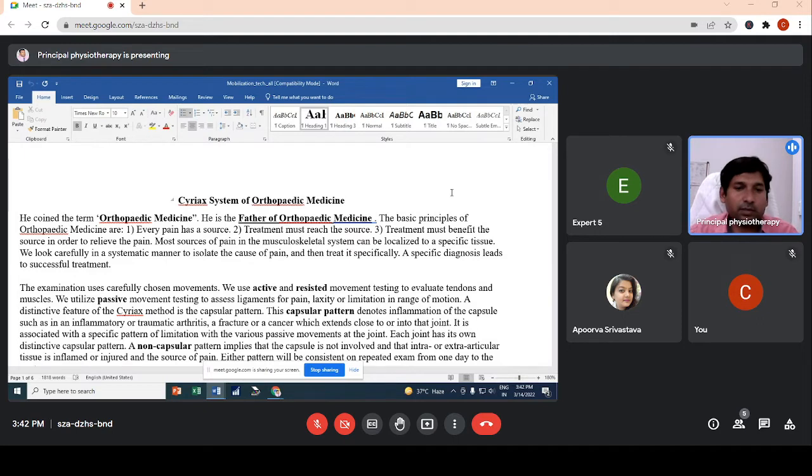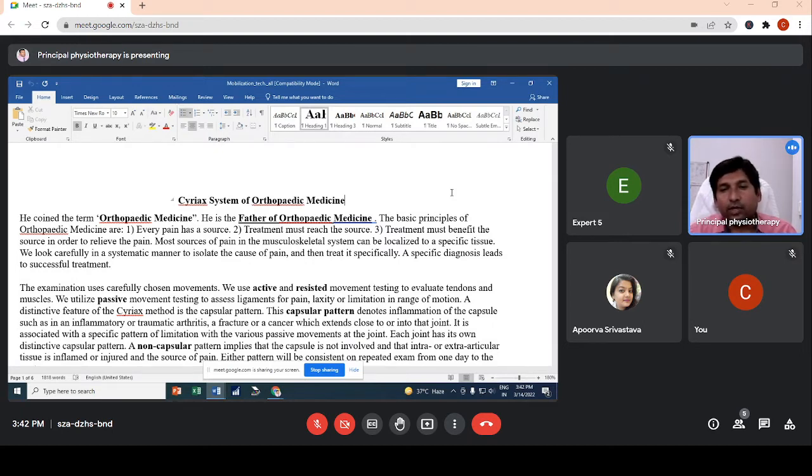The first, according to his thought, is that every pain has a source. Means wherever or whenever pain arises in the body, it has some source, and the clinician has to recognize that source of the pain. The second principle was that treatment must reach the source. He said whatever treatment you are providing to the patient for alleviating pain, that treatment must reach the source of the pain, at the root level.